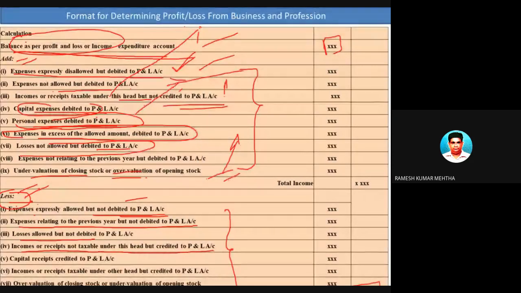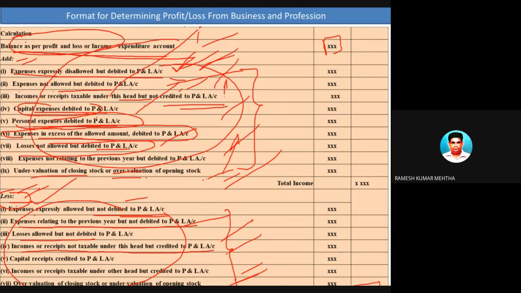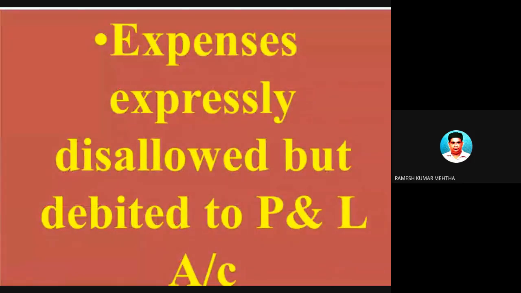So these are the items which should be added, and these are the items which should be deducted. Let's look at all these items, why they should be added, why they should be deducted, and what are the reasons why these elements of expenses have to be added. Let's take on an individual basis all the individual items.